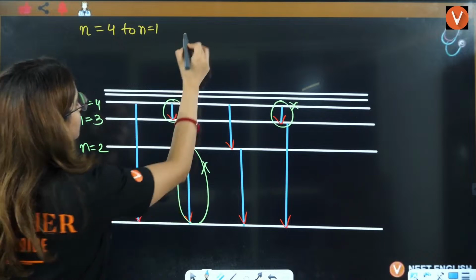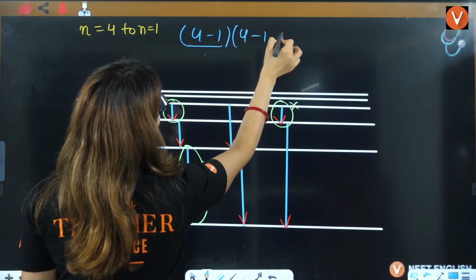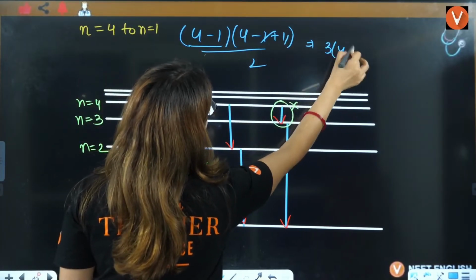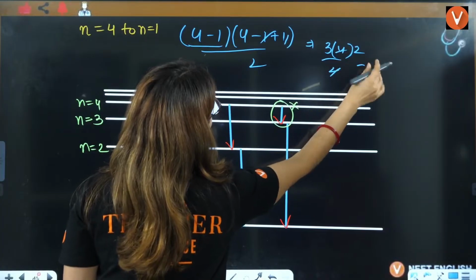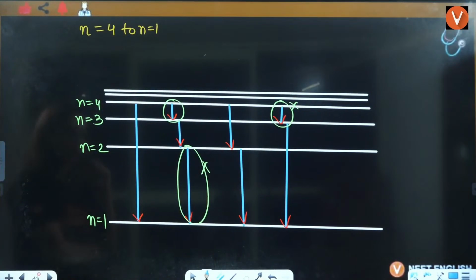Wait a minute. 4 minus 1, 4 minus 1 plus 1 divided by 2. That is going to be 3 into 4. Yes, it is going to be 6 only. What is the line that we are missing? Four to 1.